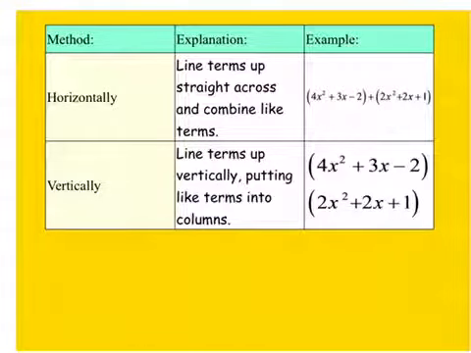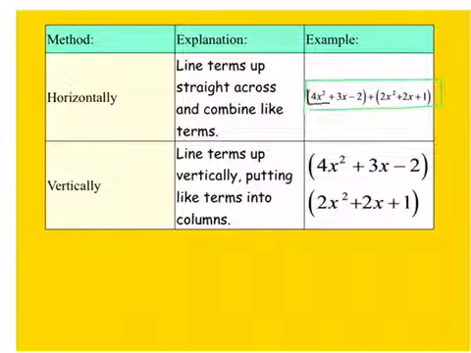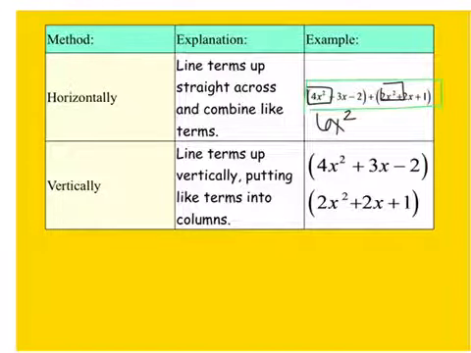There are two different methods we can use for adding polynomials: horizontally or vertically. Horizontally is, if we have them set up this way, we can just combine our like terms. I'd have 4x squared plus 2x squared, so I'd get 6x squared. I'd have a positive 3x and a positive 2x, so I'd get a plus 5x. And then I would have a negative 2 and a positive 1, so I'd get a negative 1 and I'd be done.